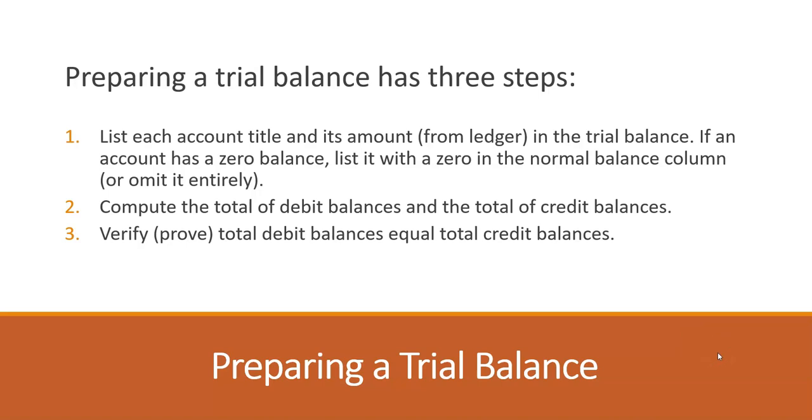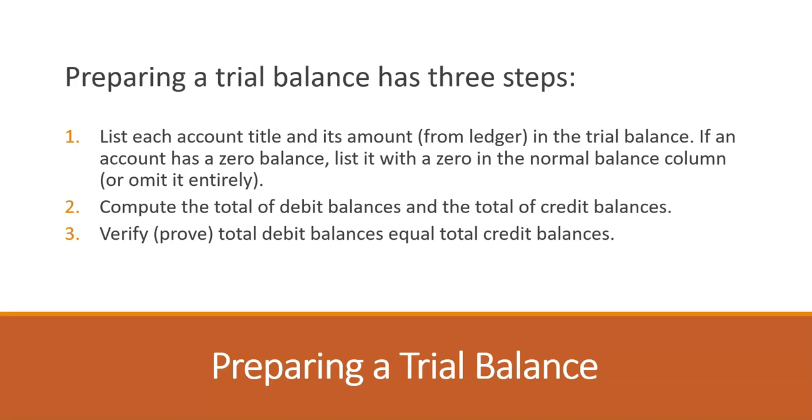After we have recorded all of our accounting transactions for the period, we prepare a trial balance. In the trial balance, we list each account and its amount from the ledger. If an account has a 0 balance, we put a 0 or we just leave it out. I would list it and put a 0. Then we add up the total of debit balances and then the total of credit balances. And we want those to equal.